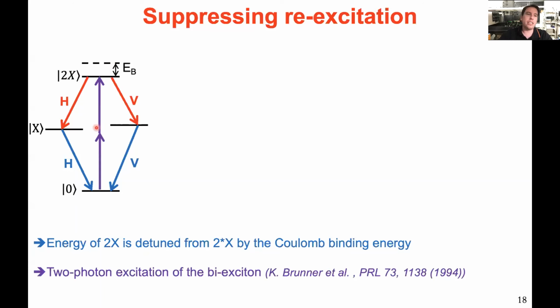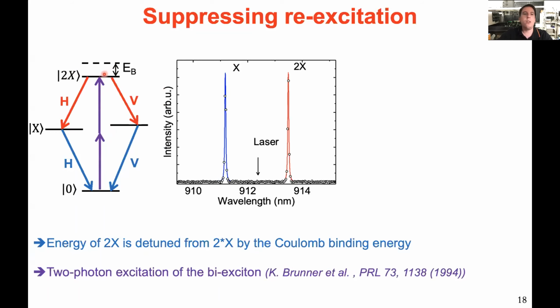So therefore, it is possible to excite the biexciton in a resonant 2-photon process, where the laser is tuned to half of the energy exactly in between exciton and biexciton, so half of the ground state to biexciton transition. What's beautiful about this scheme is that now our laser is spectrally detuned from the emission, such that it can simply be filtered using frequency filtering.